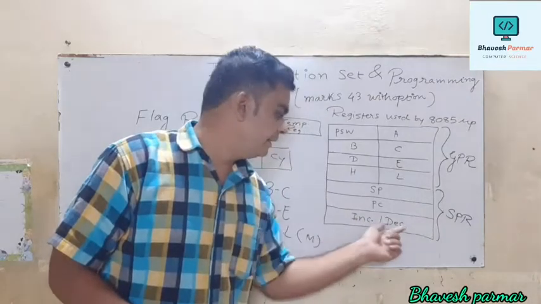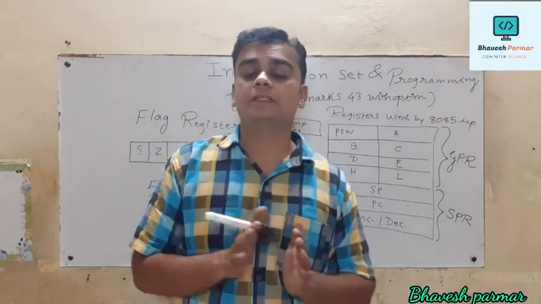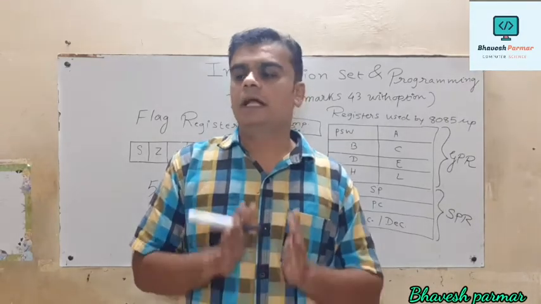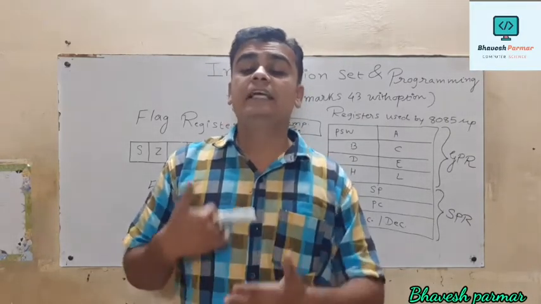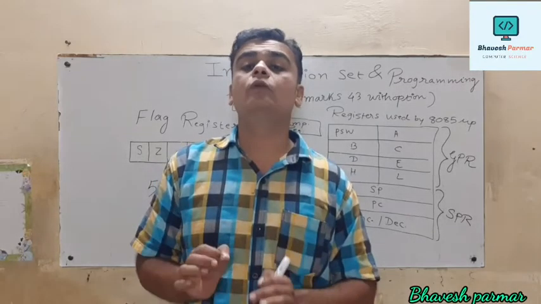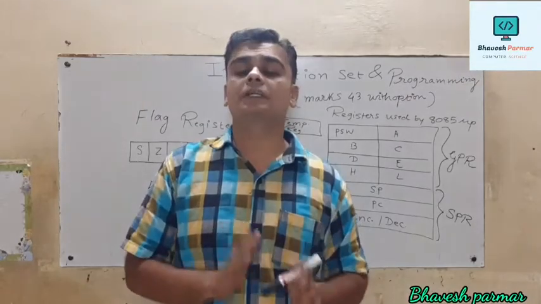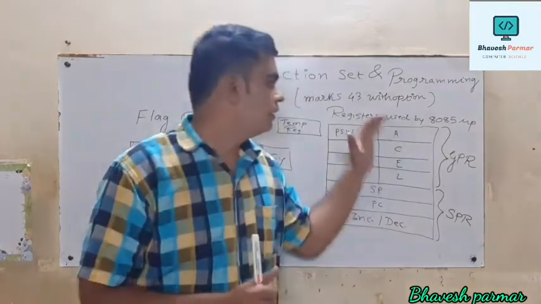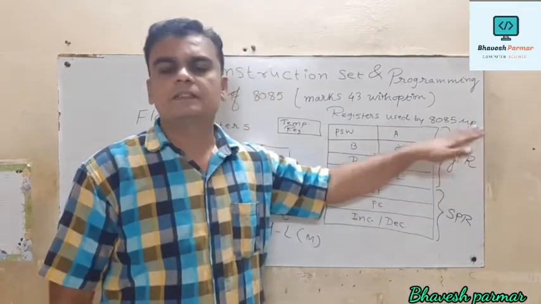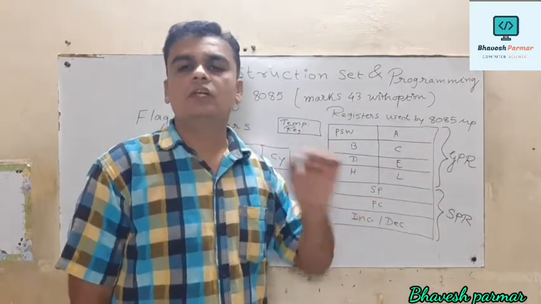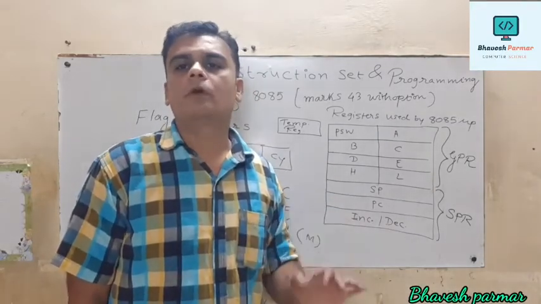And what are the incrementer and decrementer? The incrementer and decrementer are also special purpose 16-bit registers, and these registers help to increase the given memory location by 1 or decrease the given memory location by 1. In this fashion the microprocessor takes help of general purpose registers and special purpose registers to store the program and to execute the program in the proper way.